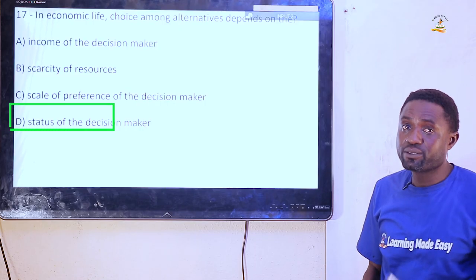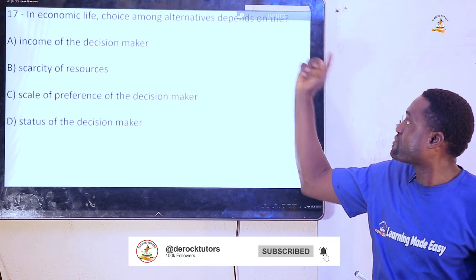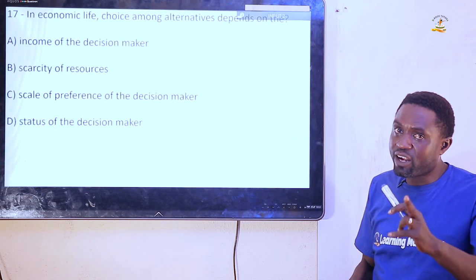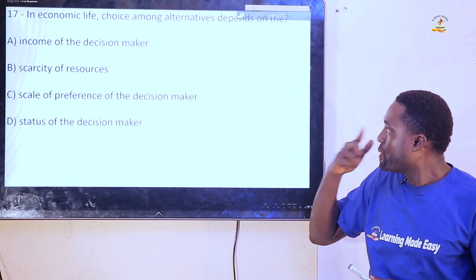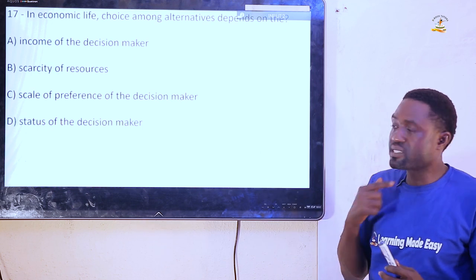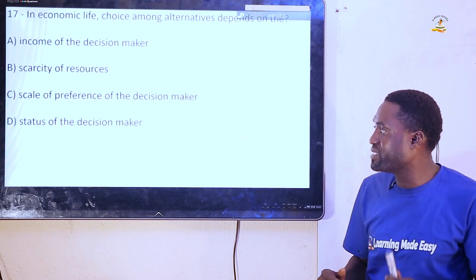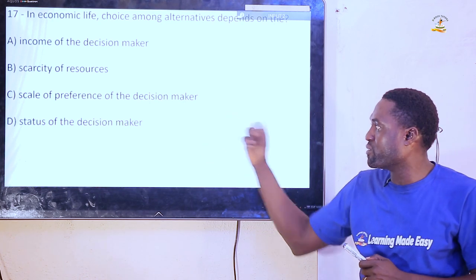The next question, question number 17. In economic life, choice among alternatives depends on the A, income of the decision maker, B, scarcity of resources, C, scale of preference of the decision maker, D, status of the decision maker. The perfect answer to that is scale of preference of the decision maker.